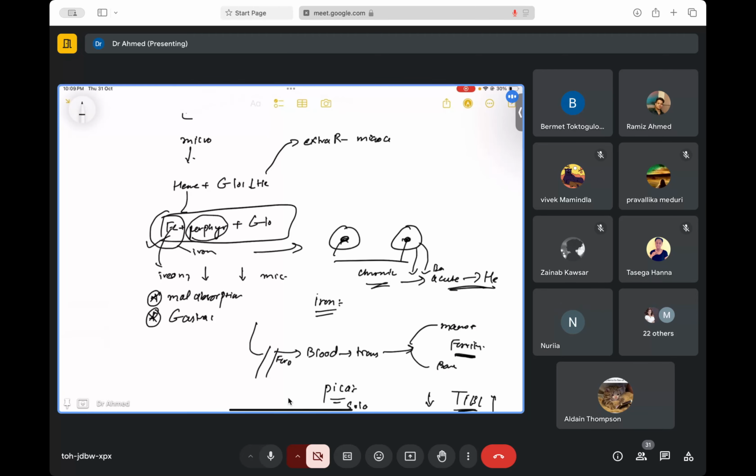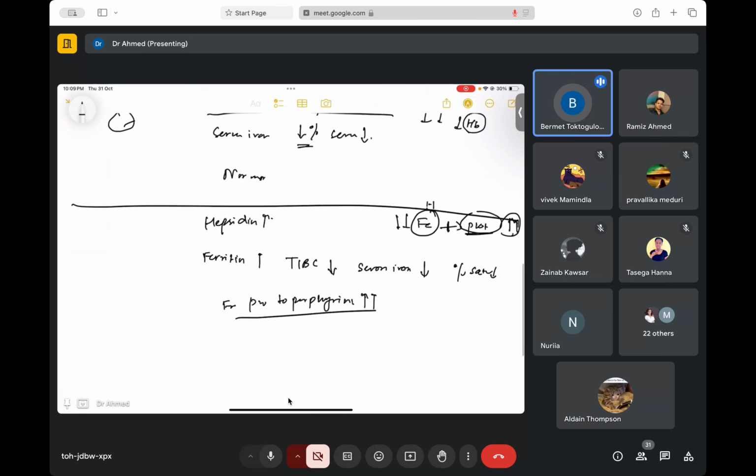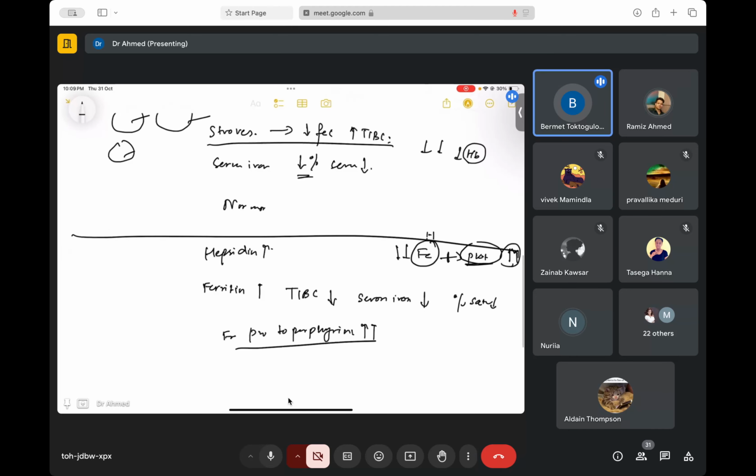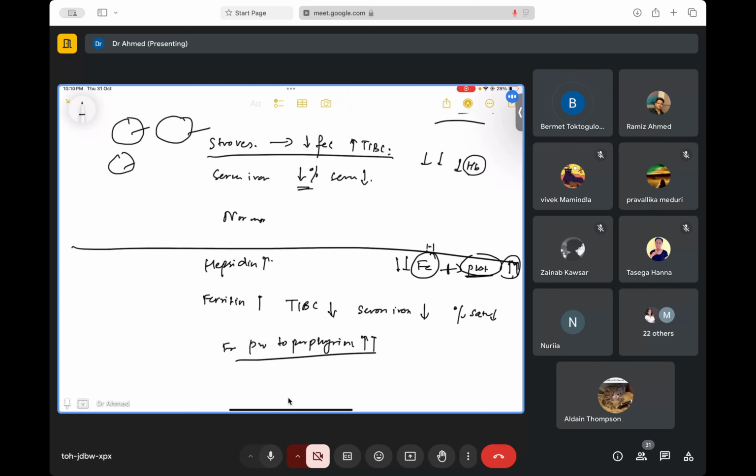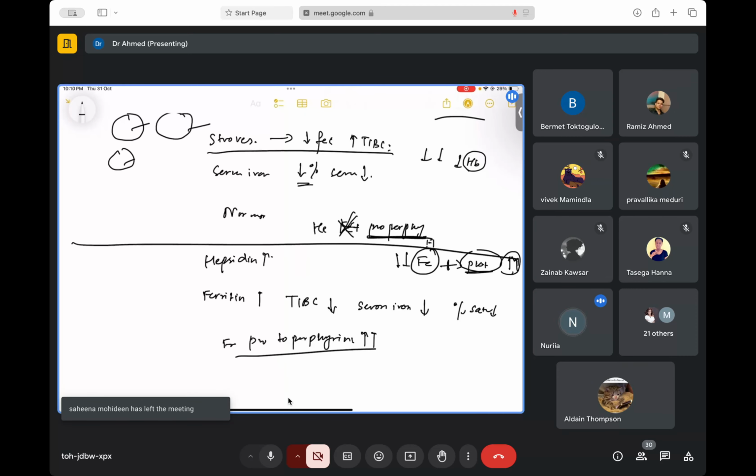Now let's discuss the condition which is associated with protoporphyrin. Can you explain one more time why protoporphyrin is high in this condition? Heme is made up of iron plus protoporphyrin. If I do not have iron, I'll have more free protoporphyrin. These protoporphyrins have no one to bind with, so they would be free.